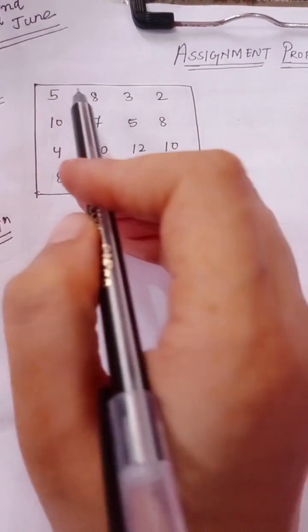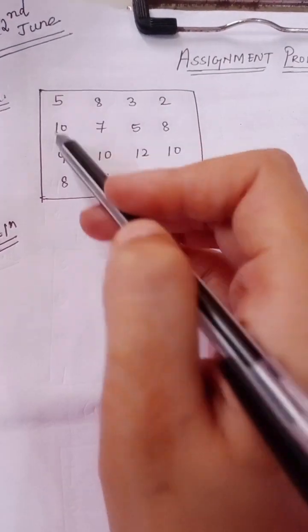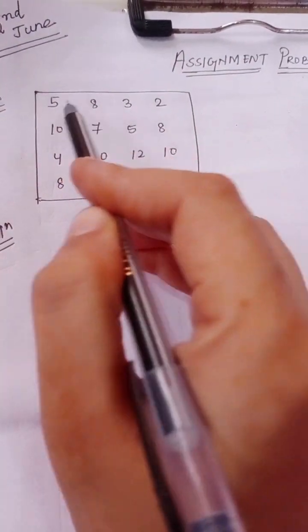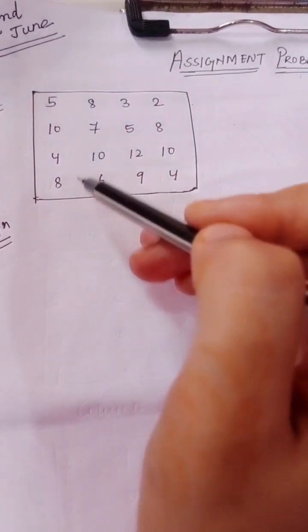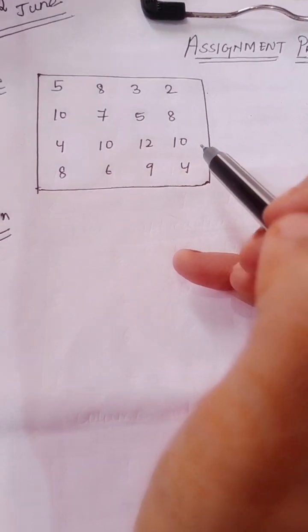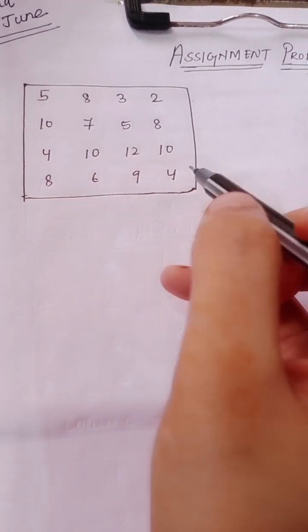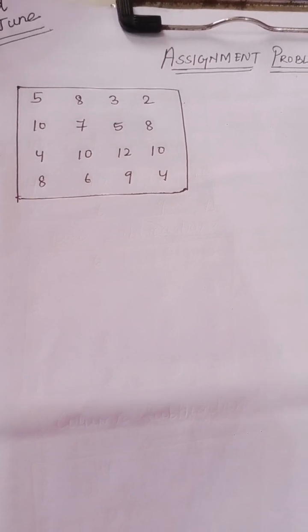So step 1 is number of sources is equal to number of destinations. In easy words, number of rows should equal number of columns. See, here number of rows is 4, number of columns is also 4. Now, proceed to step 2. Step 2 is row subtraction.